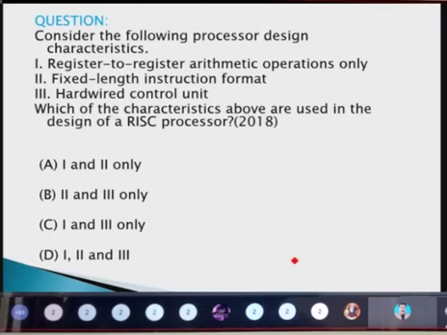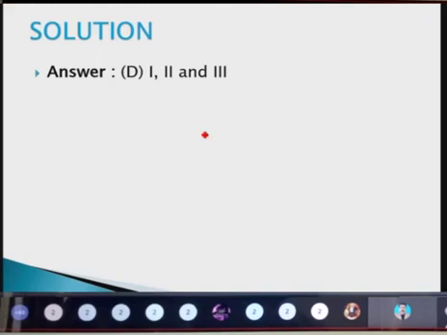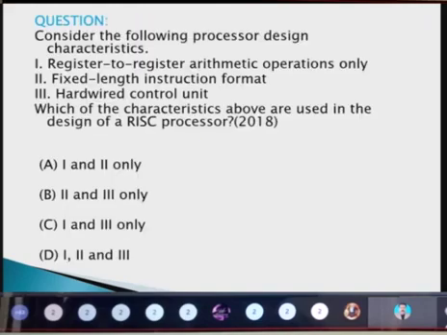Here is one question. Consider the following processor design characteristics: register to register arithmetic operation only, fixed length instruction format, hardwired control unit. Which of the characteristics above are used in the design of a RISC processor? We are going with option D, because for a RISC processor, reduced instruction set computer, I need to have register to register arithmetic operation, fixed length instruction, hardwired control unit, all the three things should be there.